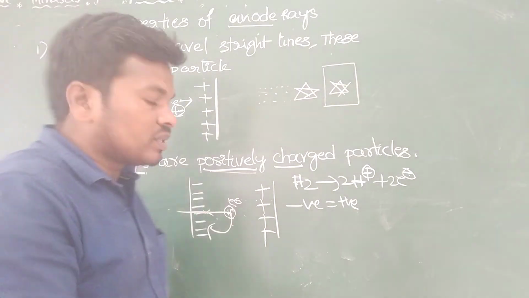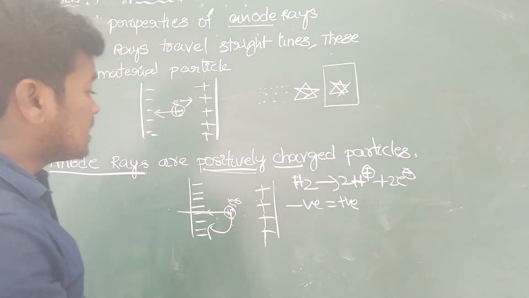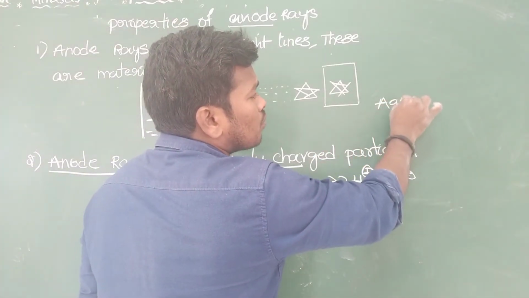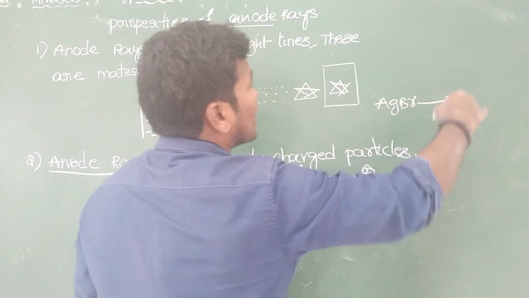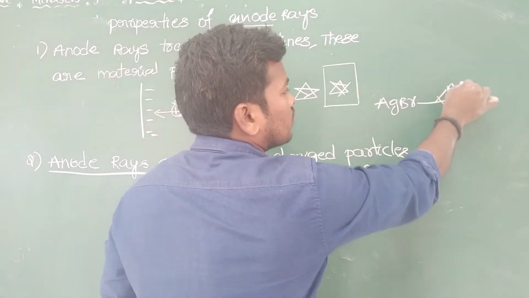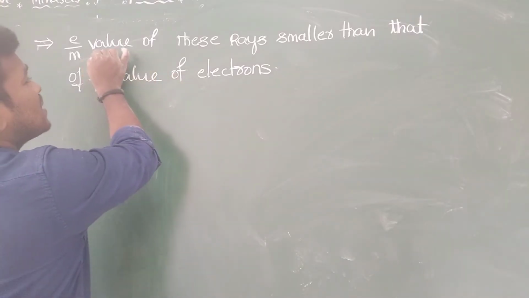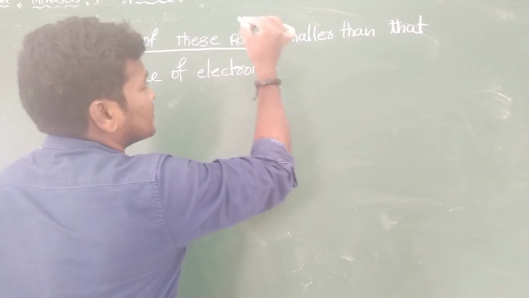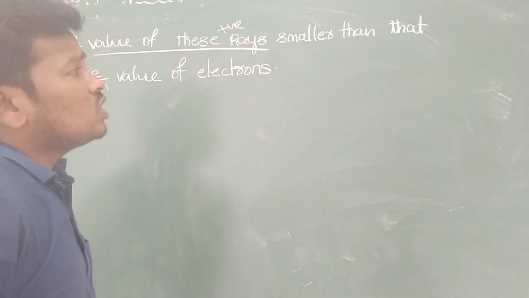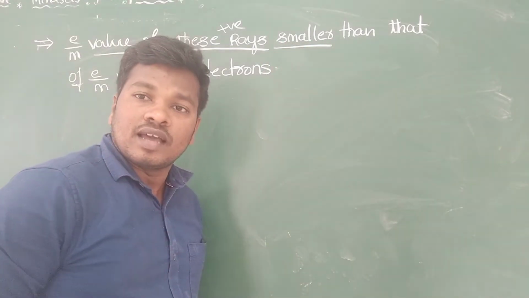Of course, they also have kinetic energy. They will show the heating effect also. Next, they affect the photographic plate. So when you pass the anode rays to the photographic plate, silver bromide AgBr will be affected. Next property, the e/m value of these rays. These positive rays have an e/m value smaller than the e/m value of the electron.